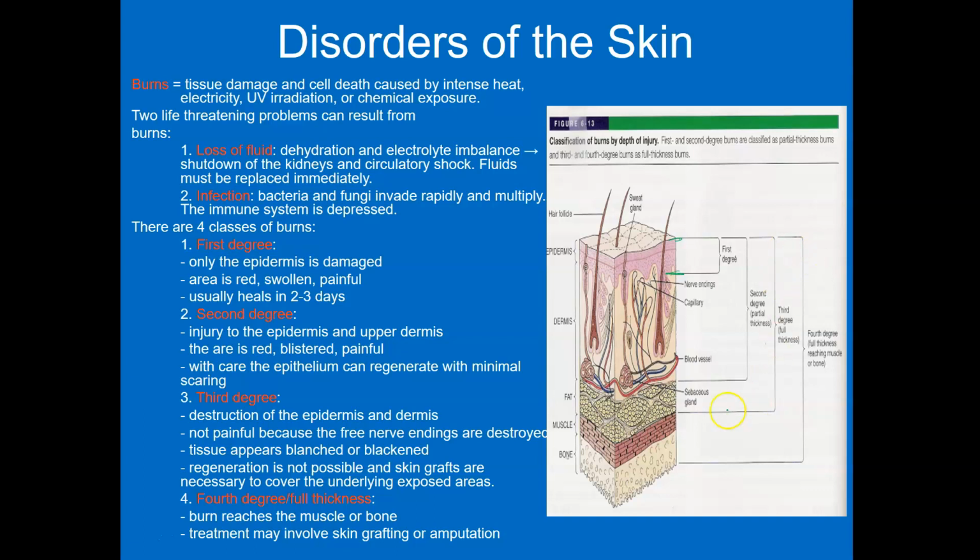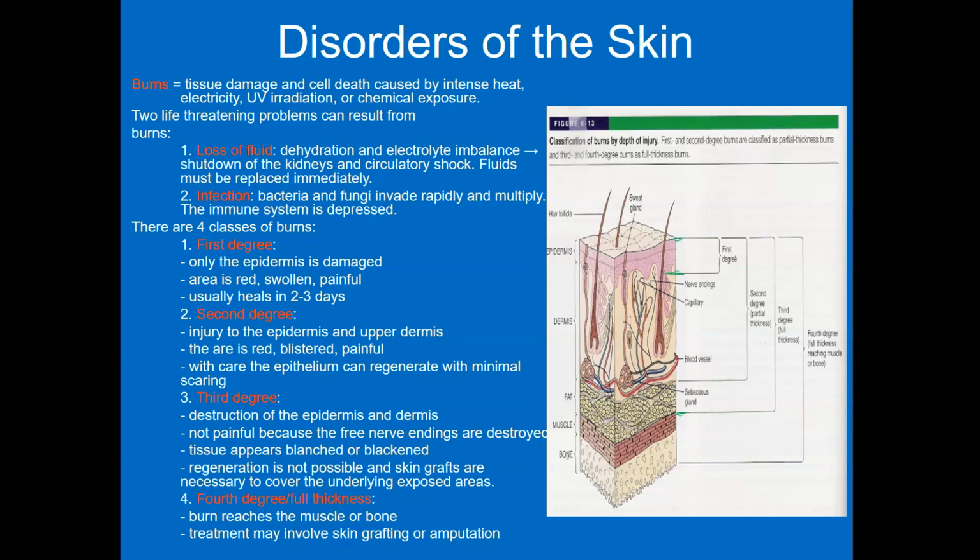Third degree burn is really bad. It goes all the way down to the subcutaneous fat, the junction between the fat and the muscle layer. This doesn't really hurt because you've destroyed all the pain receptors. The tissue looks, they say, blanched. It looks cooked, okay? You look like the rotisserie chicken at Costco. The tissue can also look blackened depending on how the burn happened. Regeneration doesn't work here because the stem cells that give rise to new tissue are gone. So skin grafts are necessary for regenerating tissue over these areas.